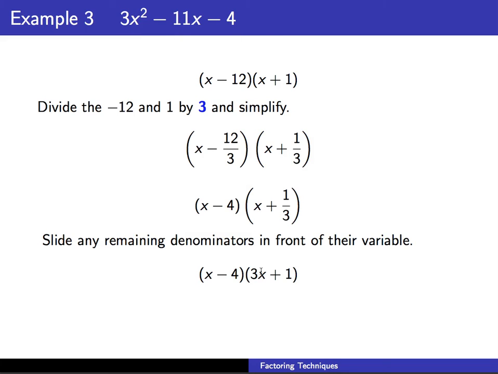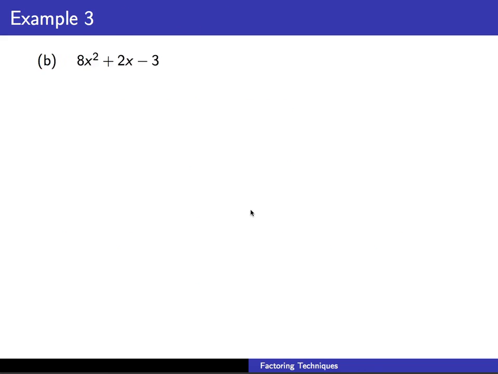So again, you can transform it to make it look like the problems in the last video, but you have to remember to transform it back, and this is the process. Just take those numbers, divide them by whatever your value of a was, and then simplify. If you have any remaining fractions, move the denominator in front of the variable right before it.